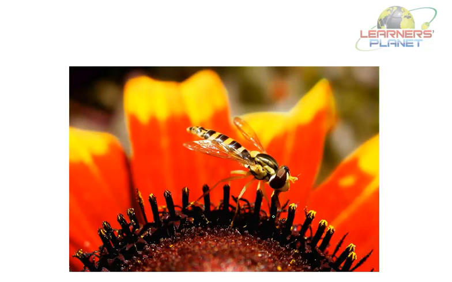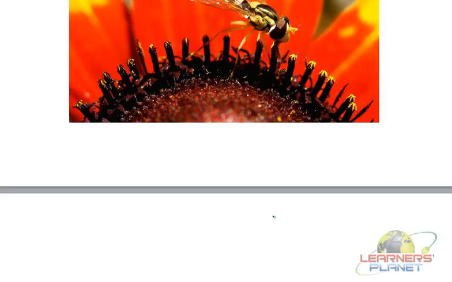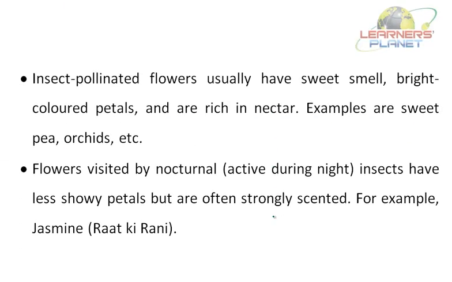So students, in this way the pollination occurs by insects. The insect pollinated flowers usually have a sweet smell. They have brightly colored petals, and they are rich in nectar. Such flowers are the flowers of the sweet pea plant or orchids, etc.